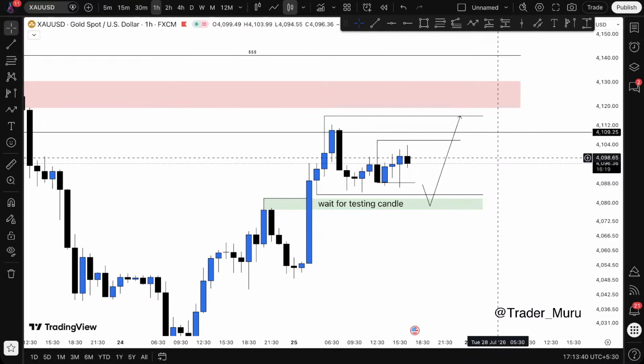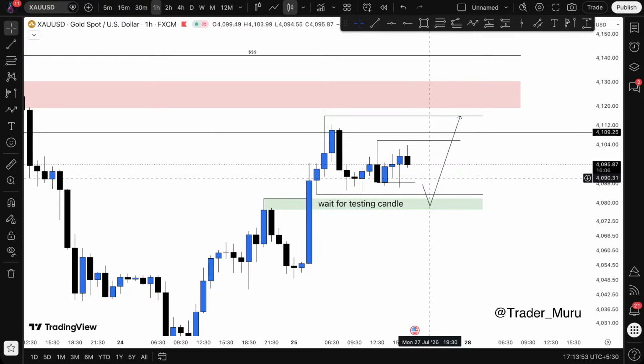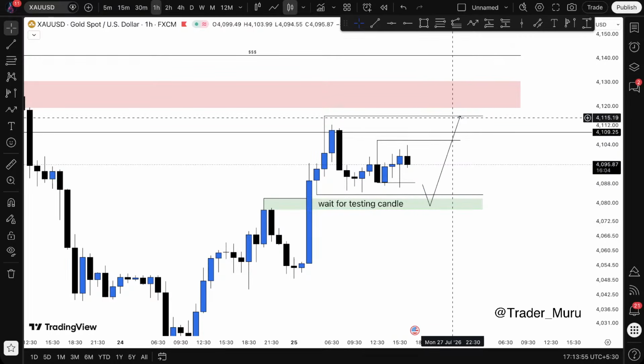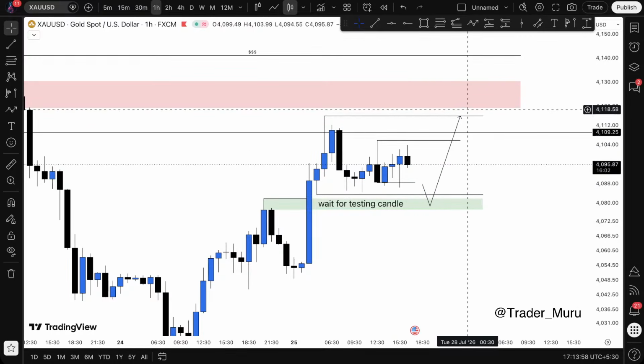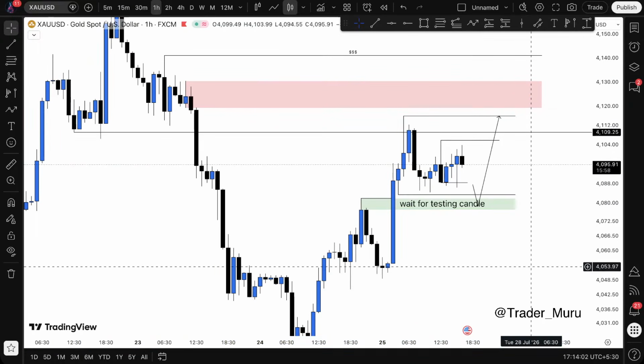So if there is a 4104 sweep, I'm no longer waiting for the 4120 or 4140 area. This will be just a scalp. Main view is still this area.